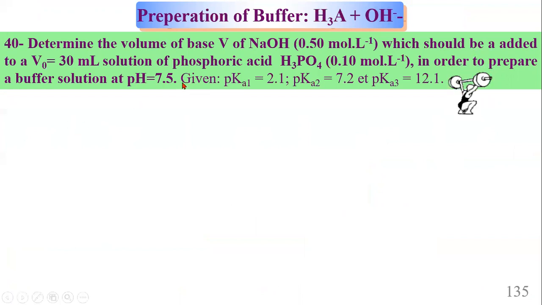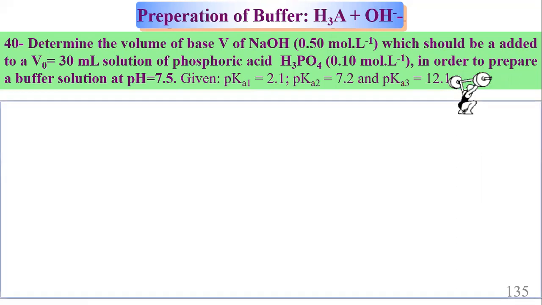Number 40. Remember, I told you that this is actually a buffer preparation. They prepared a buffer using the triacid H3PO4, and they added NaOH. So let's read here. Determine the volume of base, VB, of NaOH 0.5, which should be added to an initial volume of 30 mL of phosphoric acid H3PO4 with a concentration 0.1 in order to prepare a buffer at pH 7.5. You're given pKa values.